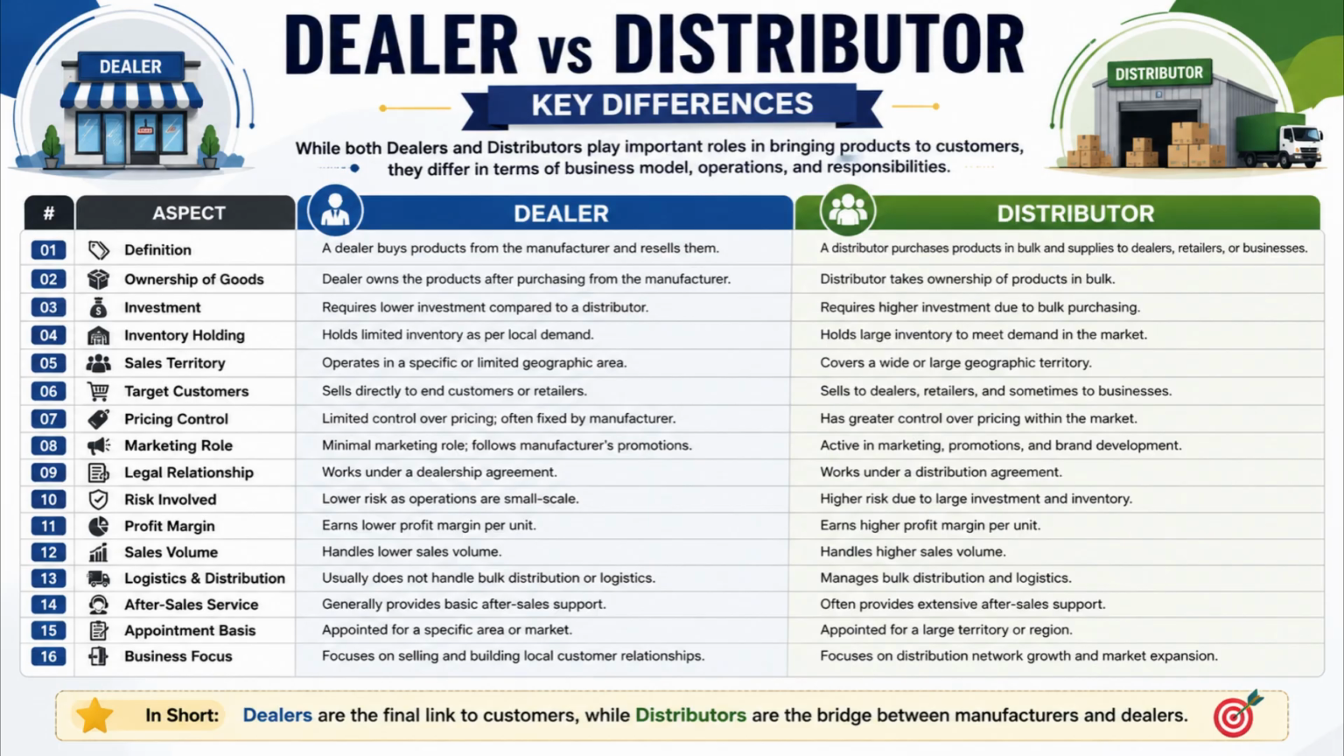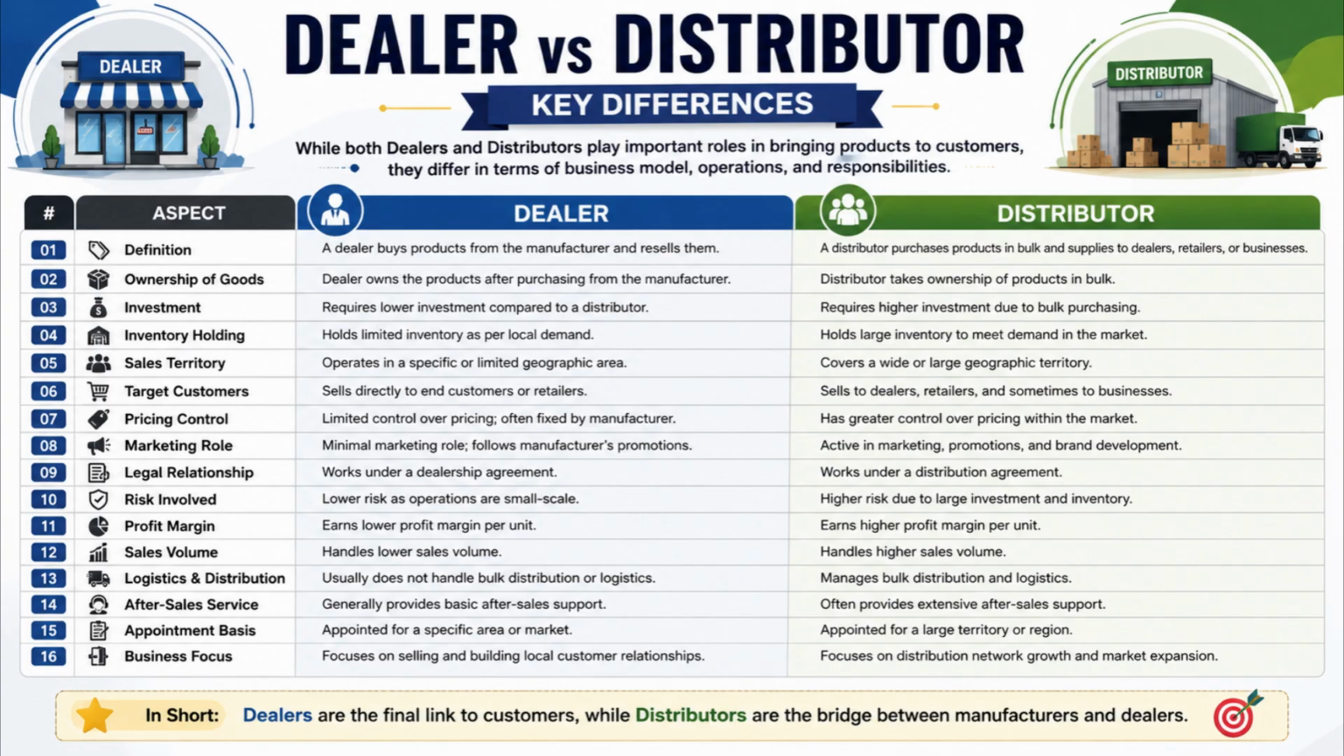Number 4. A dealer holds limited inventory according to local demand, whereas a distributor maintains large inventories to meet market demand. Number 5. A dealer operates within a specific or limited geographical area, whereas a distributor covers a wider or larger territory. Number 6. A dealer sells directly to end customers or retailers, whereas a distributor mainly sells to dealers, retailers, and businesses.